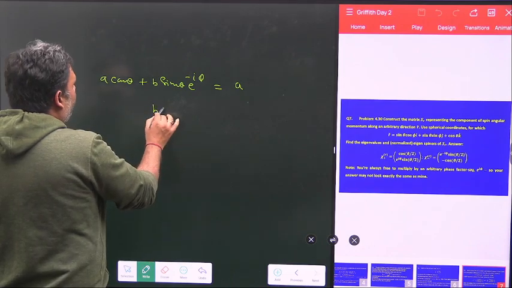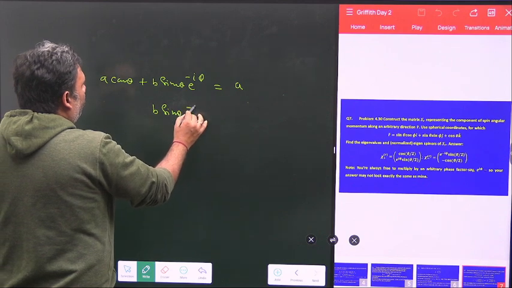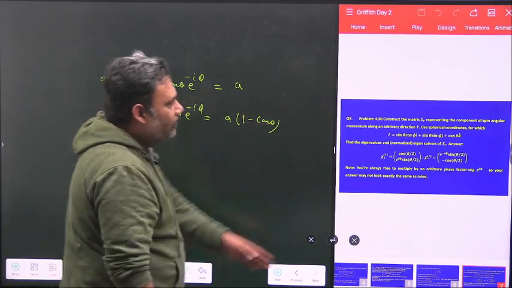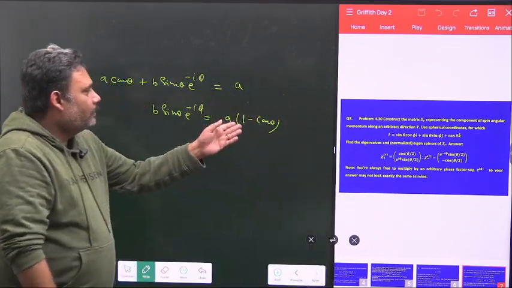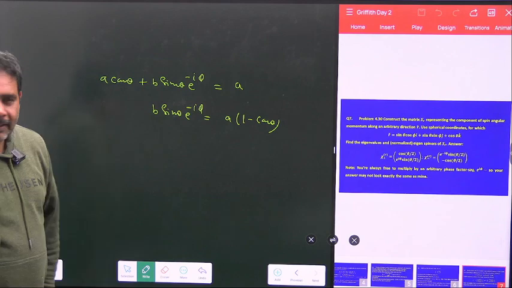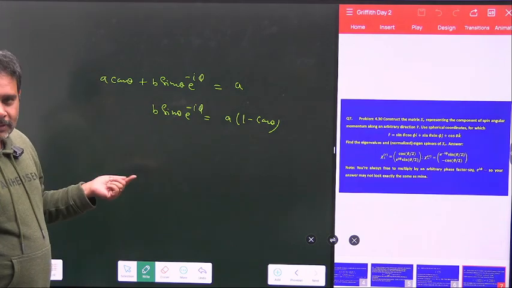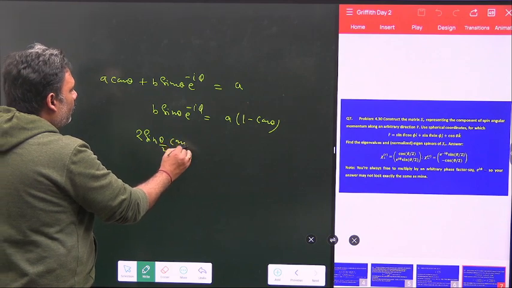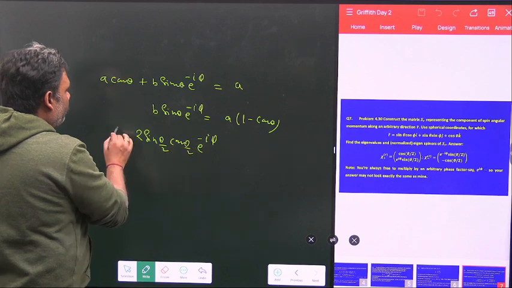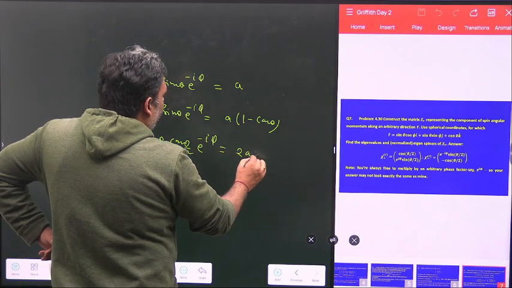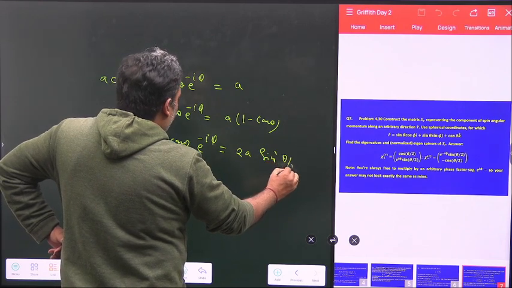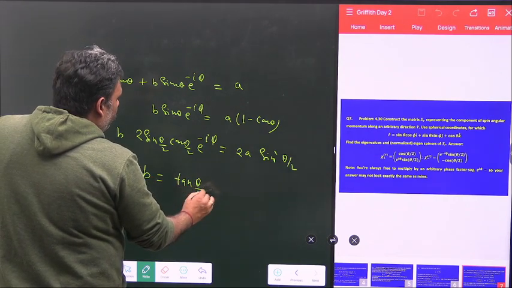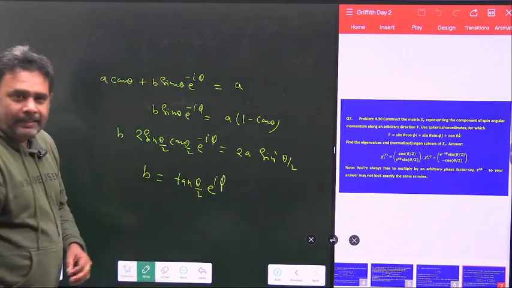Okay, so you have b sin theta e to the power minus i phi is equal to a (1 minus cos theta). और आप देख रहे हो थीटा बाई 2 के टर्म में चीजें दी हुई है. So 1 minus cos theta is what? 2 sin square theta by 2, and sin theta is what? 2 sin theta by 2 cos theta by 2. So you have e to the power minus i phi, b is equal to 2a sin square theta by 2. So what is your b? b is equal to a tan theta by 2 e to the power i phi. आ रहा है जी? Yes.